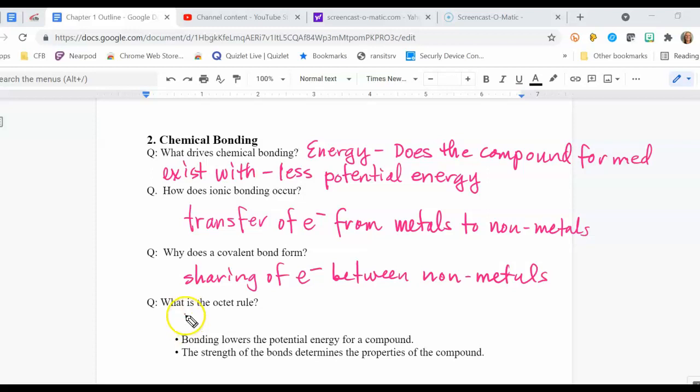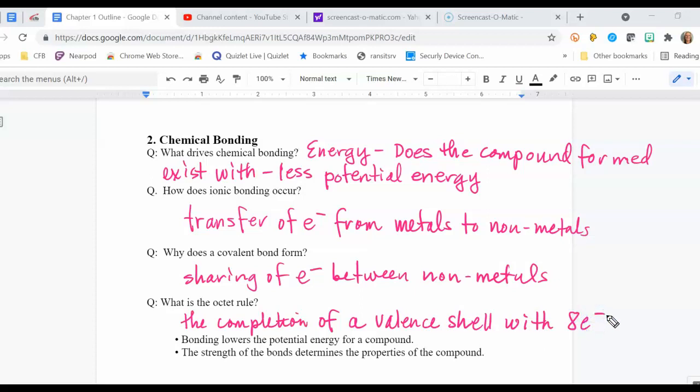Basically, it is the completion of an energy level or valence shell with 8 electrons. Okay. So as we've said already, bonding lowers the potential energy for a compound, and the strength of the bond determines the properties of the bond. In other words, the compound.